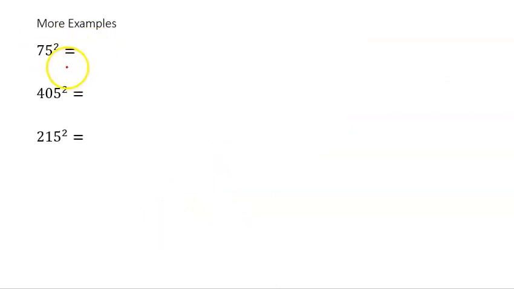So suppose I ask you to find the square of 75. The answer can be written in two parts. One is the left hand side part, where I will be writing 7 into a number more than 7, that is 8, and the right hand side will be 25. So what will be the answer? Answer will be 5625. Very simple.